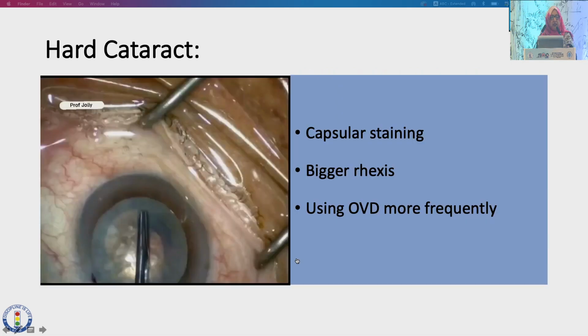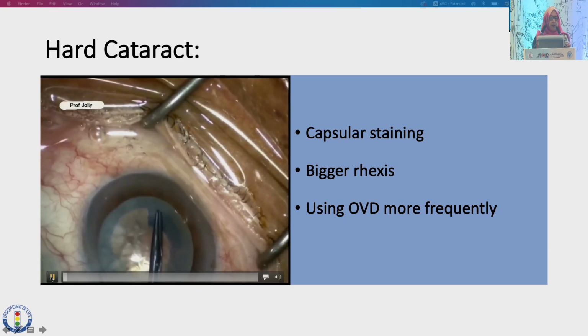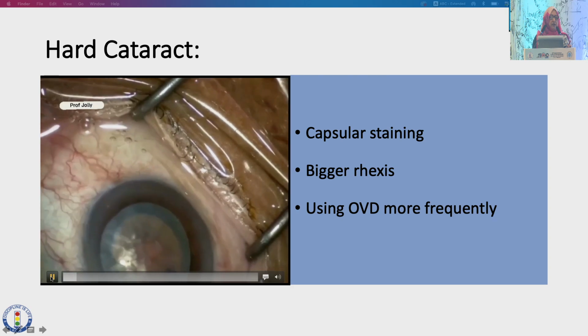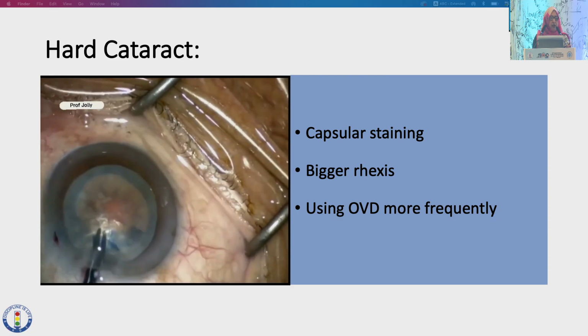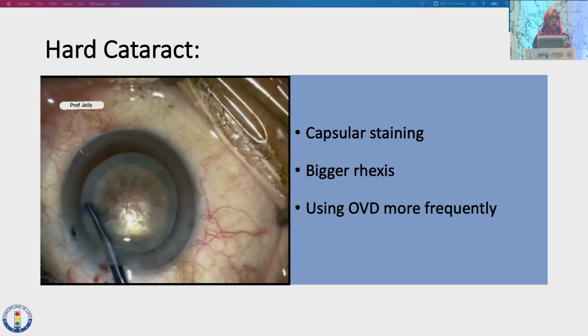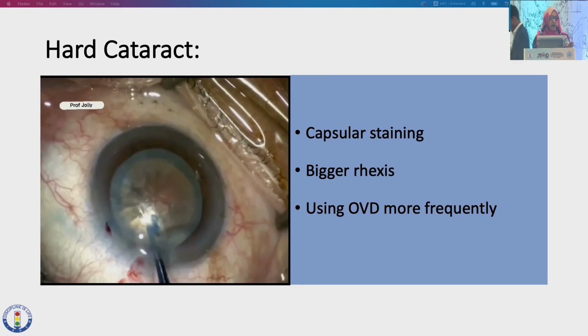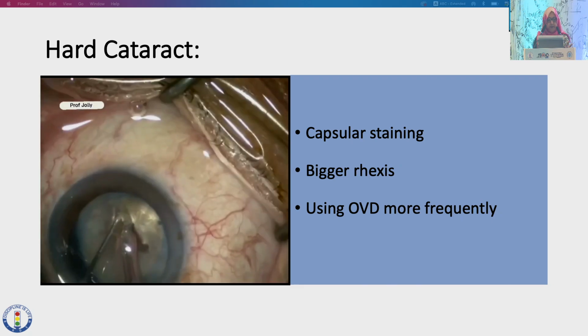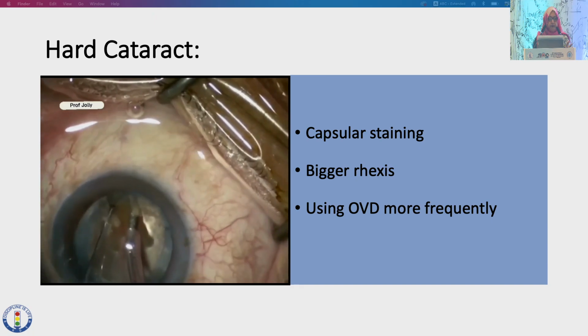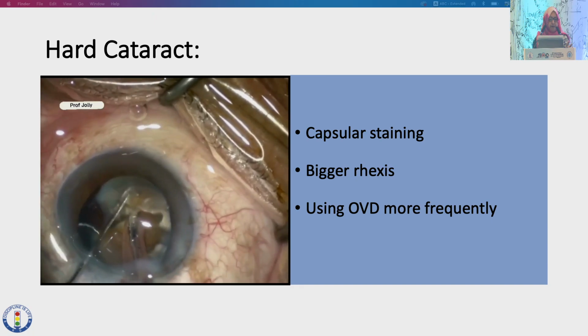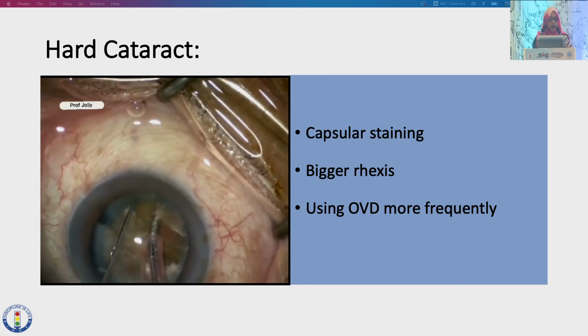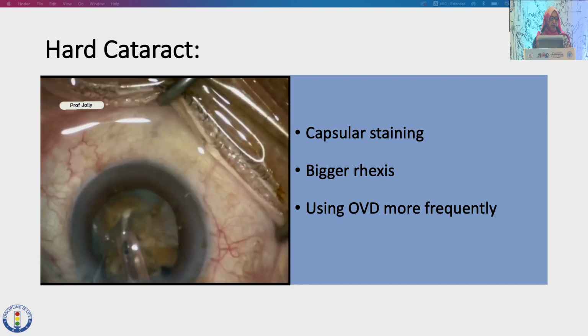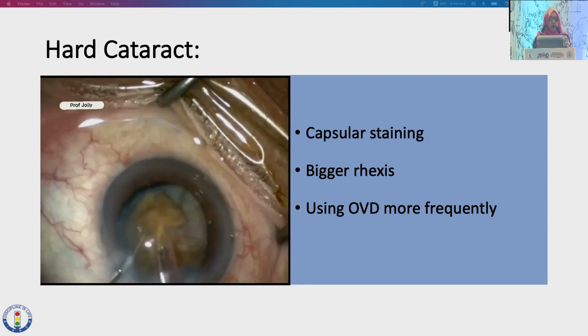In case of hard cataract, after staining the capsule, we could do a capsulorhexis a little bit larger than usual to minimize the stress over the zonule during phacoemulsification. And here we have to use OVD more frequently. And the rest of the phacoemulsification we could do whatever we prefer.